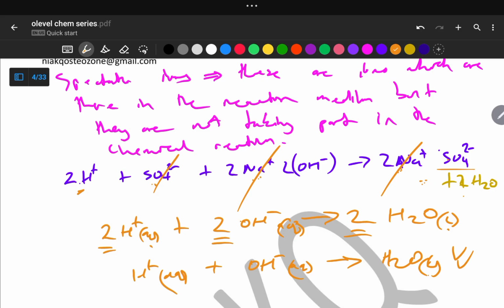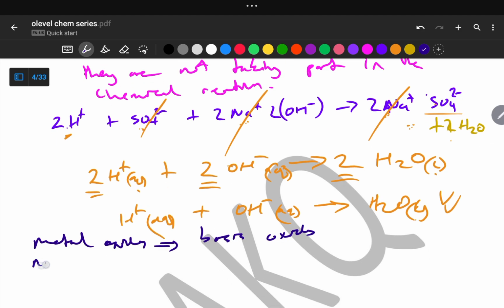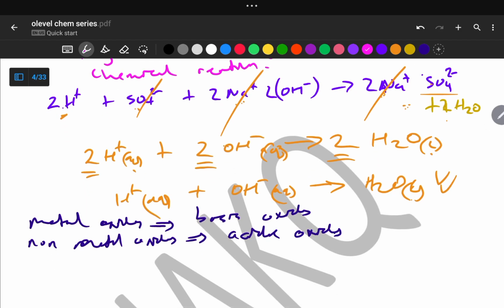Are we together? So you should know this by heart. You should be able to write the ionic equations. Are we together? So now we want to discuss the formation of salts, right? So in conclusion of acids and bases, we said metal oxides are what we call the basic oxides, and then we have non-metal oxides, which are called acidic oxides, right? And then we have another group of importance which we call the amphoteric oxides.